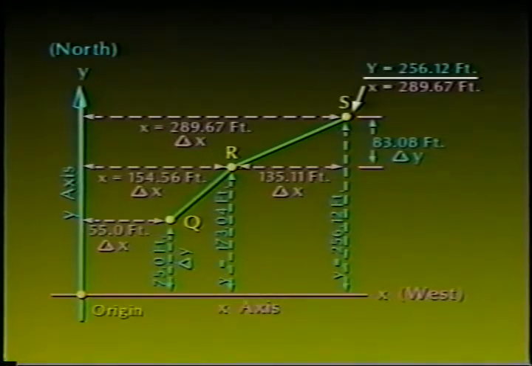Now on the move northeasterly to point S, we find we have traveled a delta y of 83.08 feet and a delta x of 135.11 feet from point R. Adding these deltas to the coordinates for point R, we determine that point S will have coordinates of y equals 256.12 feet and x equals 289.67 feet.